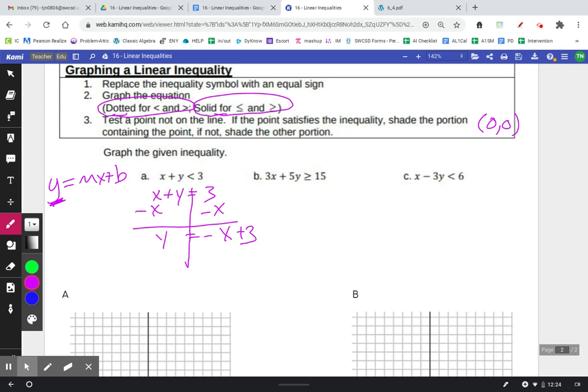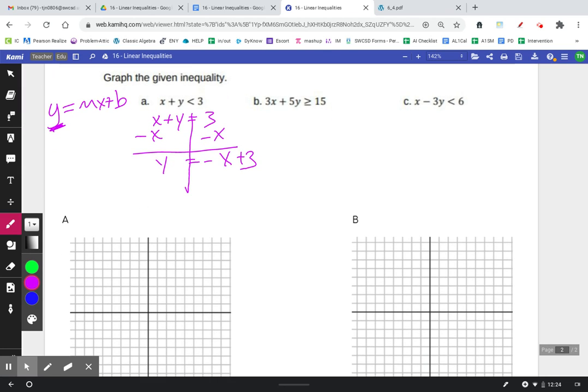Now I'm ready to graph because I have something in slope-intercept form. This 3, my y-intercept is a positive 3. 1, 2, 3. There's my 3. That's what I got from here. And then this is my rise over run, in front of my x term. I don't see a number, but I know that's a 1. And anything can become a fraction by putting it over 1. So it's saying my slope is negative 1 over 1. So down 1 to the right 1. I'm going to do that a handful of times.